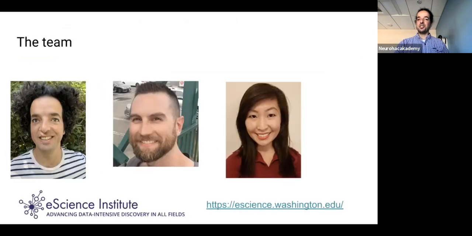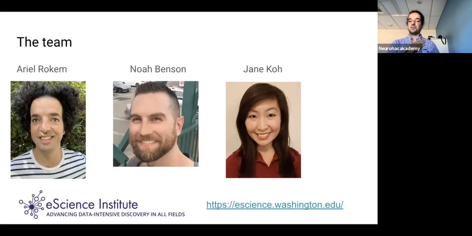Let me first just introduce the team. So my name is Ariel. I'm a researcher at the University of Washington eScience Institute. My research focuses on neuroinformatics. I write software for analysis of data, mostly from neuroimaging experiments, mostly that has to do with diffusion MRI. We can talk about my research if you'd like later in the week or next week.